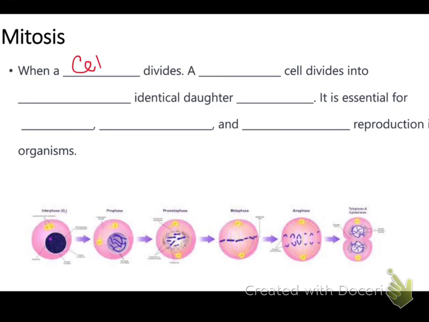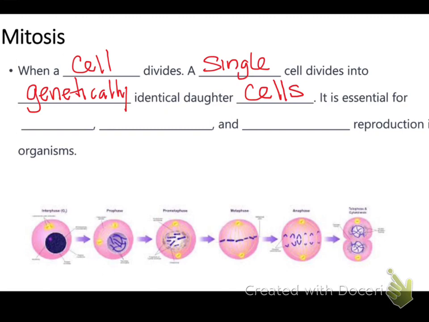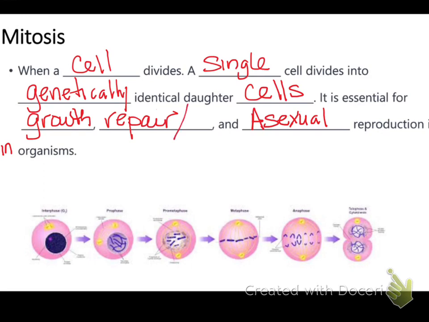Mitosis. When a single cell divides into genetically identical daughter cells. It is essential for growth, repair, and asexual reproduction in organisms. And it says repair, but I also want to add, you could call that healing. I'm going to have to erase that word because I'm about to write below here. But growth, repair, and healing.